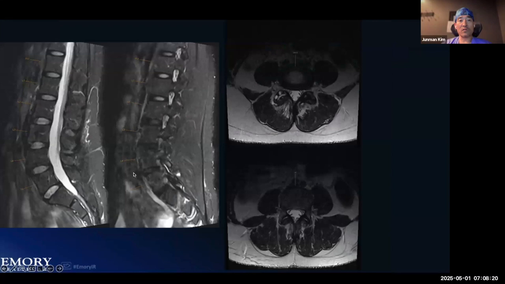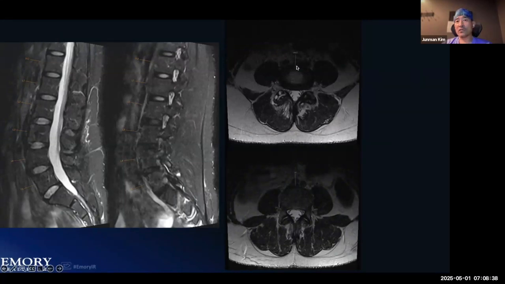On MRI, sagittal T2 and a parasagittal view look very good. Probably better than my MRI, definitely better than my MRI. And no foraminal stenosis, and discs are all fine.